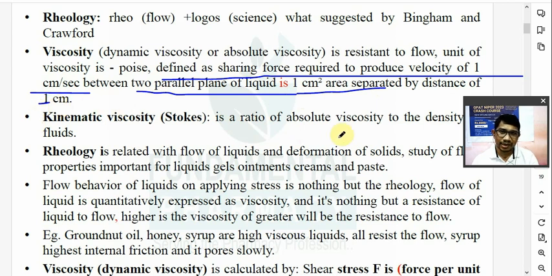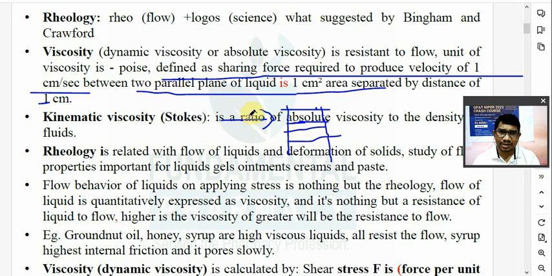Let me say it in simple language. Liquid is considered as made up of different layers. Suppose this is a liquid, so it is made up of different layers. Now if you apply a force over here, the liquid body is made from different planes. Let's call them A, B, C, D. Now in between these planes there is a distance, say for example dr.